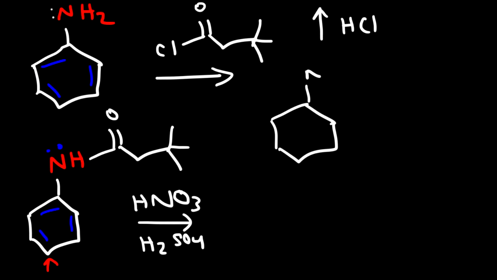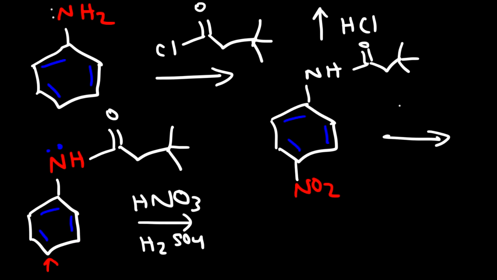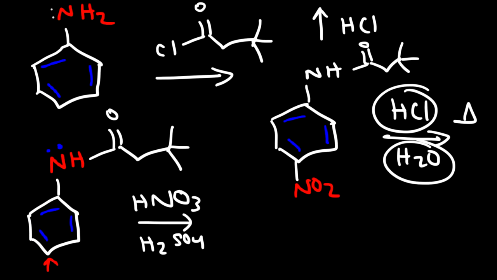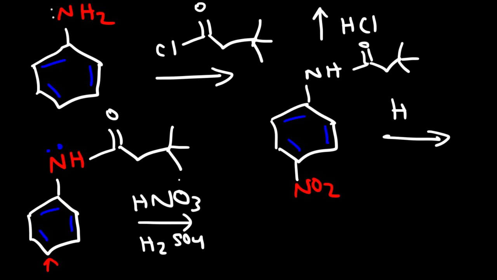And so right now, we're going to get this product. Now the last thing that we need to do is we need to get rid of the amide functional group, turning it back into an NH2 group. So how can we do that? What we need to do is react our product with hydrochloric acid in water and with heat. When you put these two together, equivalently, this is the same as H3O plus with heat.